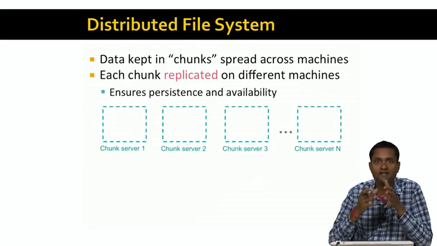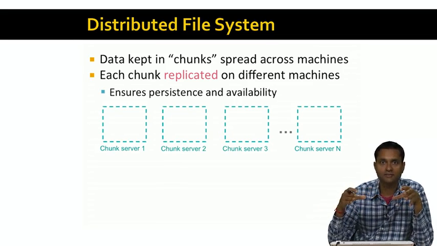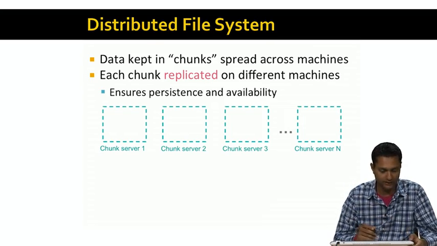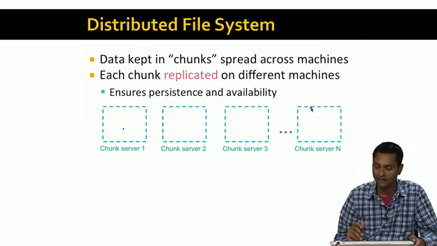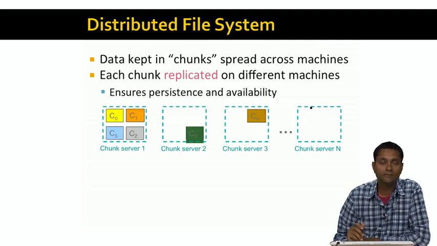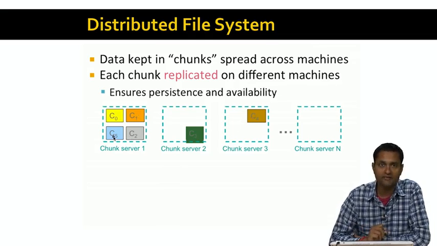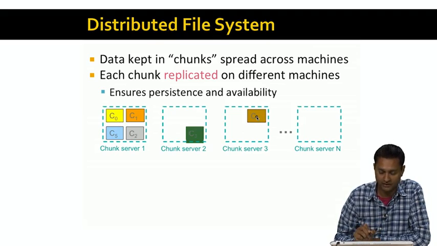Data is kept in chunks that are spread across machines. So if you take any file, the file is divided into chunks, and these chunks are spread across multiple machines. The machines themselves are called chunk servers in this context. So here's an example. There are multiple chunk servers: chunk server 1, 2, 3, and 4. Here's file 1, and file 1 is divided into 6 chunks in this case: C0, C1, C2, C3, C4, and C5. As you can see, four of the chunks happen to be on chunk server 1, one of them is on chunk server 2, and one of them is on chunk server 3.